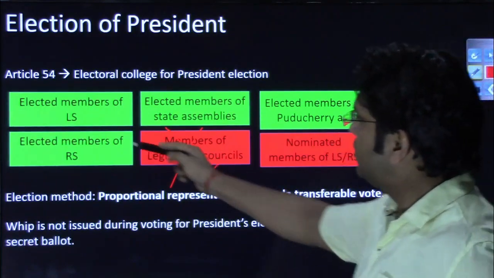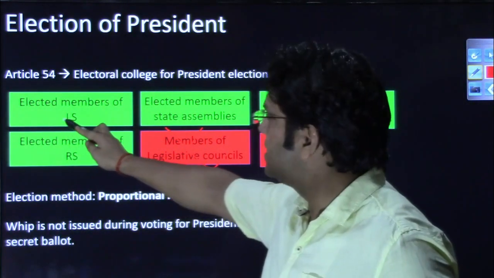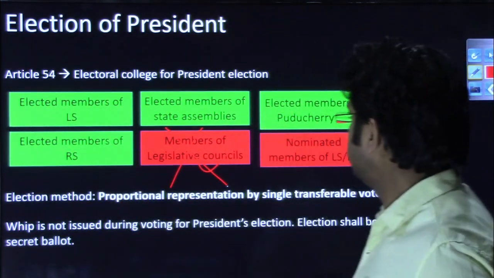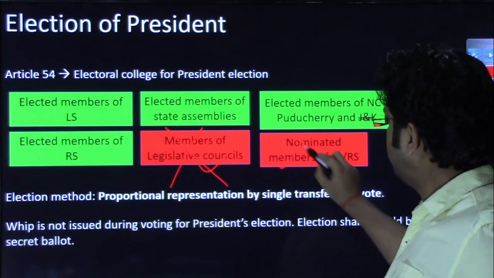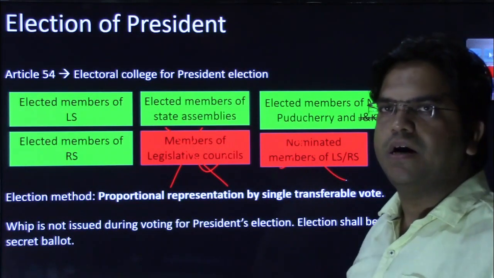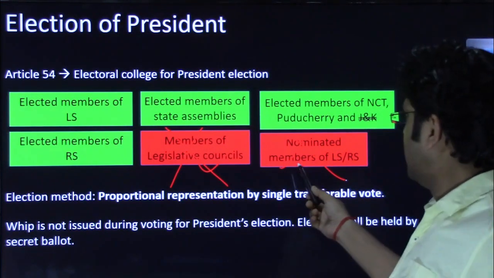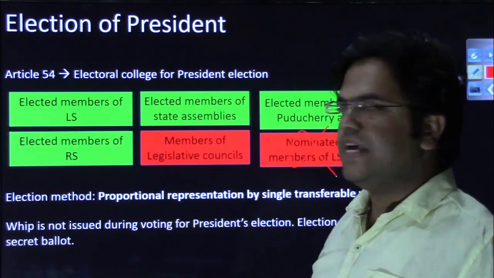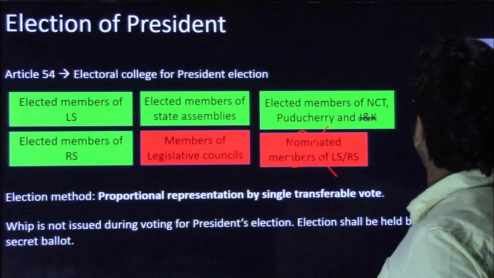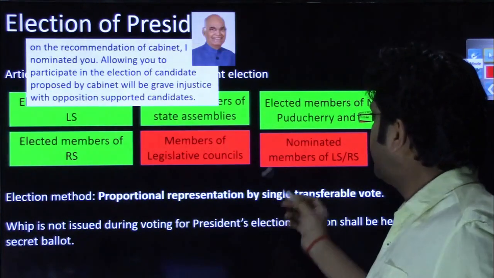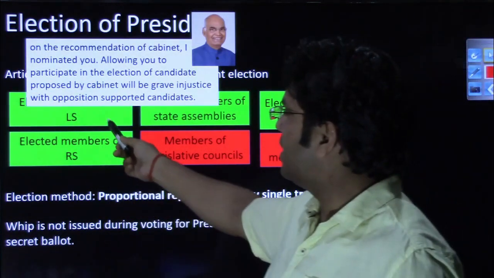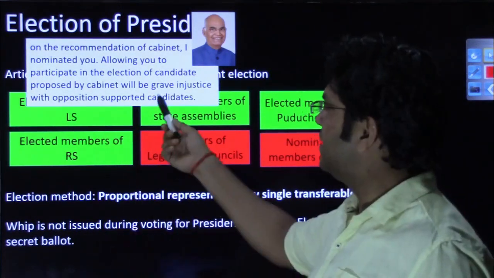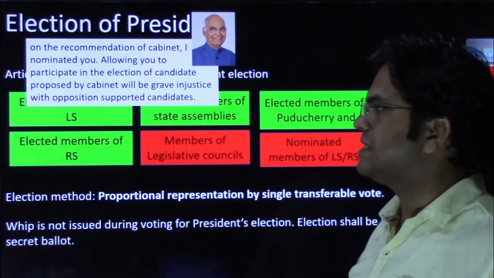And then if you notice, we have expressly mentioned the elected members of Lok Sabha and the elected members of Rajya Sabha. So nominated members of Lok Sabha and Rajya Sabha would not participate. So why will a nominated member of the Lok Sabha and Rajya Sabha not participate? Everything is driven by logic here. You need not cram anything, right? So why would nominated members not form part of this Electoral College, or not participate in this election? Please try to understand.